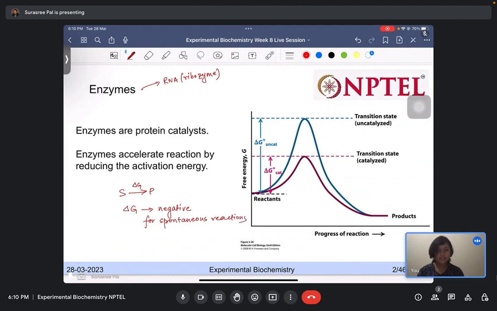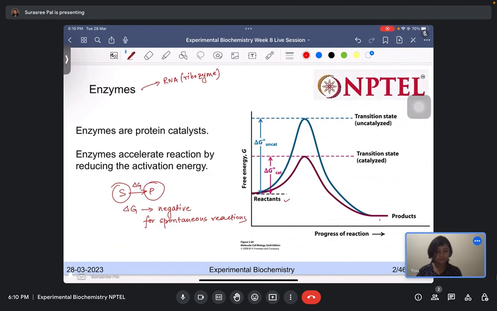So for reactions which occur spontaneously in nature, the delta G value, which is the free energy change, is negative when substrate is converted to product. Therefore, when the energy change is negative, we can understand that the substrate has a higher energy and the product has a lower energy. Here also we can see the same thing, that the reactants or the substrates have a higher energy than the products.